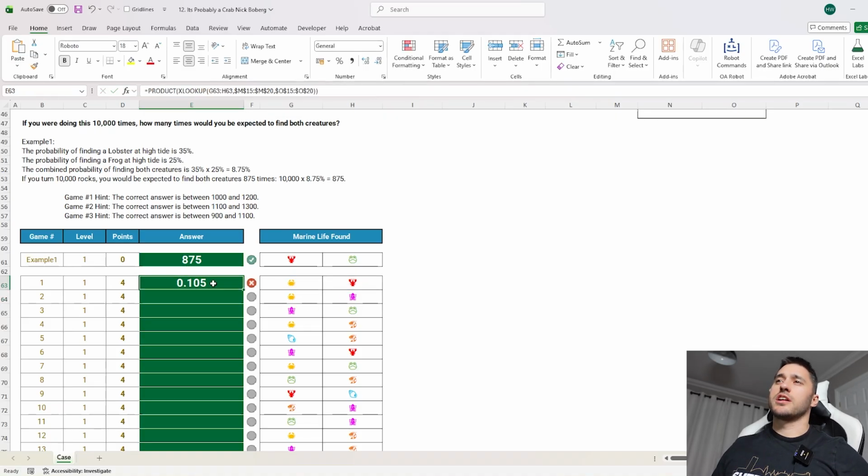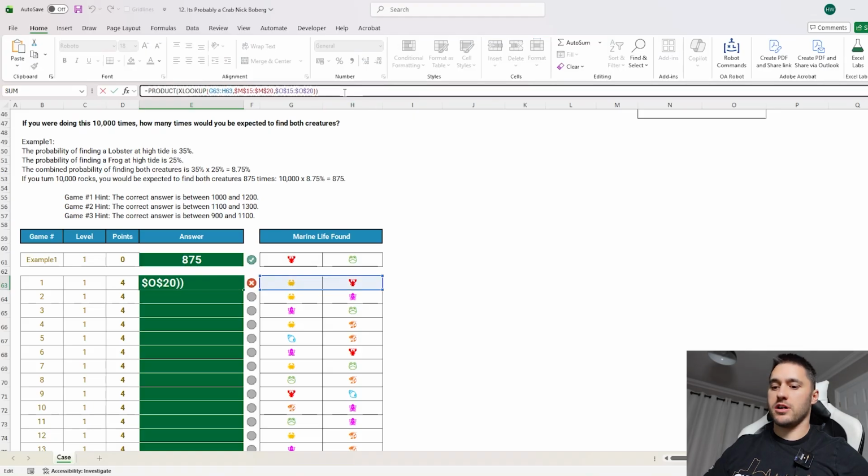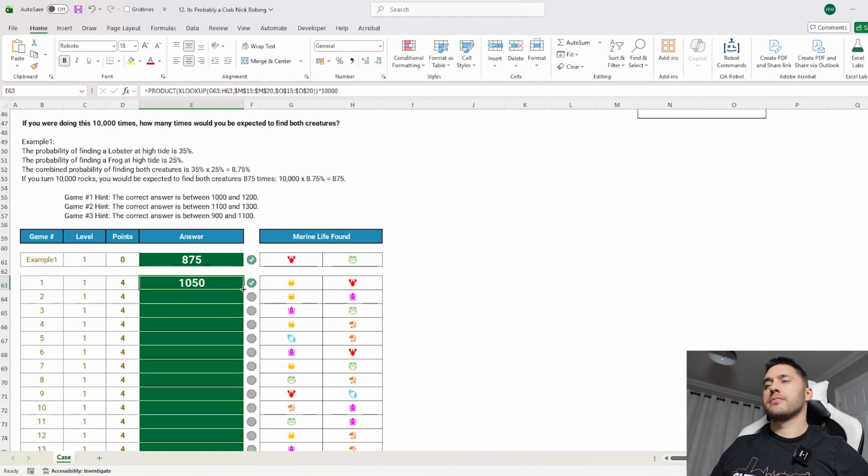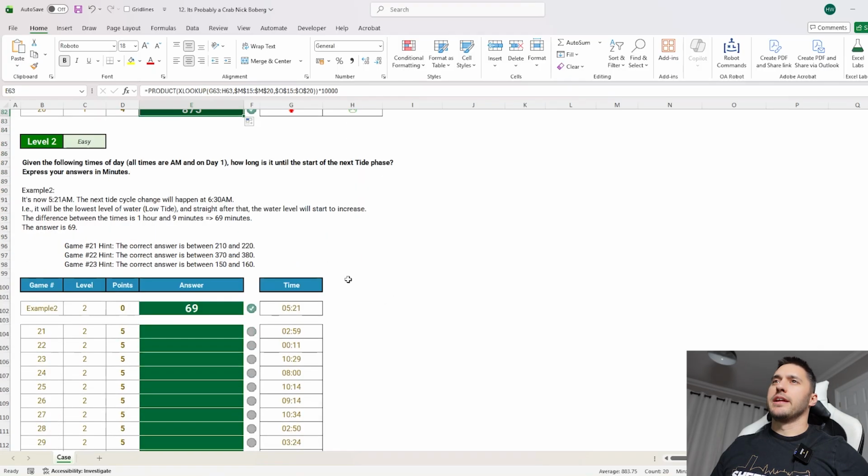The question is asking, if we did this 10,000 times, how many of the animals would we be expected to find. So basically if you did it 1 time, you'd be expected to find this many. So 10,000 times is that times 10,000. So that's that. Next we're working with times.